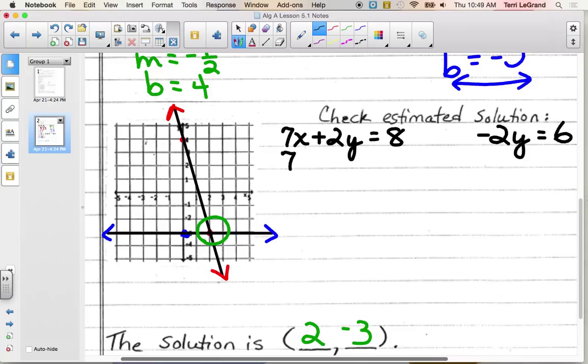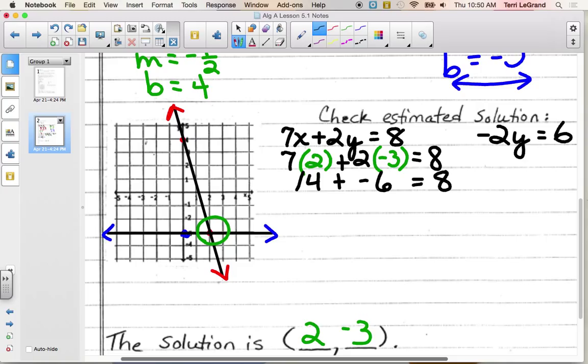So what are we putting in for x in our equation? 2. What are we putting in for y? -3. And working our way down, we're not solving right now. We've substituted in and now we're evaluating. So what is 7 times 2, class? 14. What's 2 times -3? -6. Bring down our equal sign, bring down our 8.